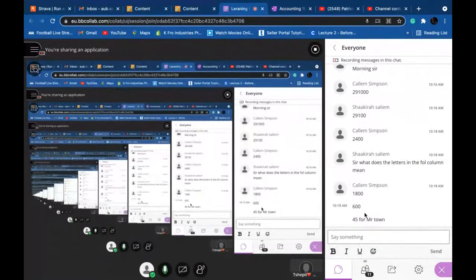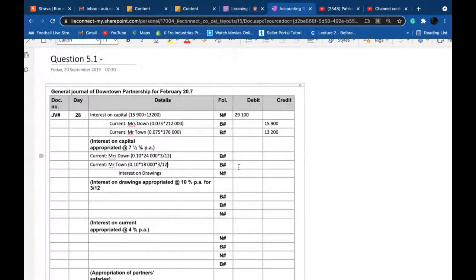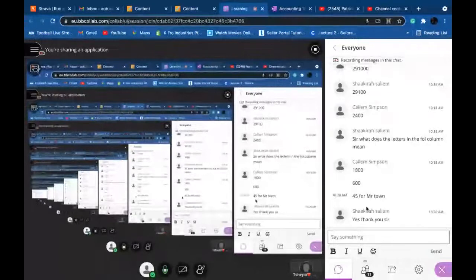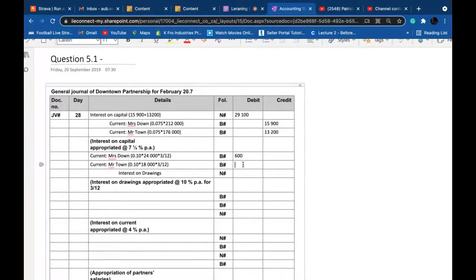So 600, yes. Okay, awesome. And then for Mr. Town, I calculated 450. And can you see interest on drawings? What are we doing with it? We're crediting it. So that is an income to us, because we're penalizing them and obviously receiving the money. So 400 plus 450.